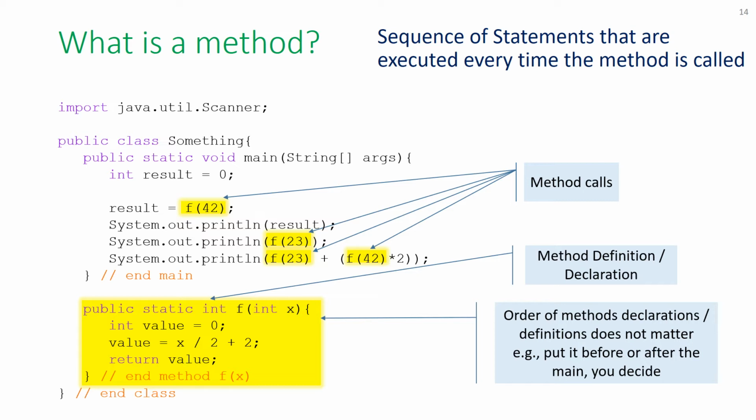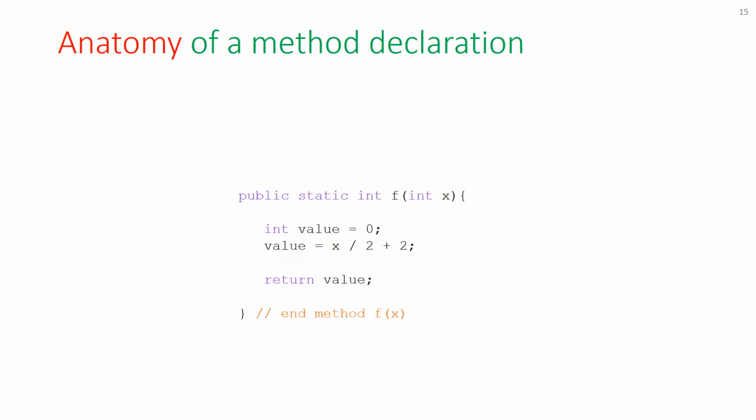What matters is, inside each of the methods, the order of the statements. Yeah, it does matter. If you call this first and then you do println result, yeah, it matters. So the order of statements matters inside methods. But the order in which you declare your methods in your class can be completely free. No problem there. More vocabulary.